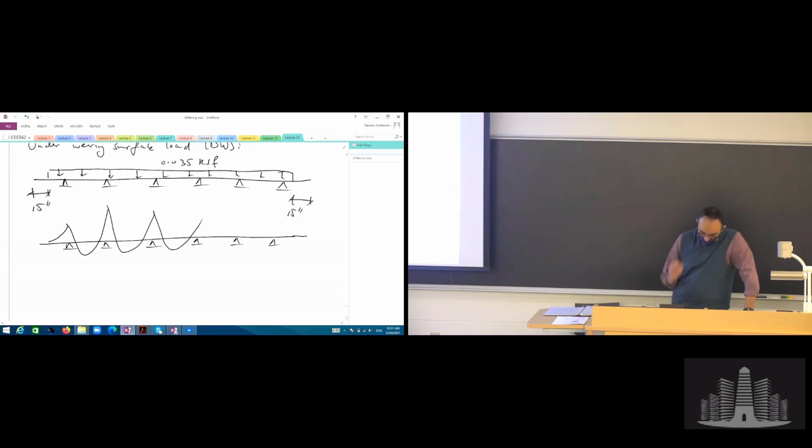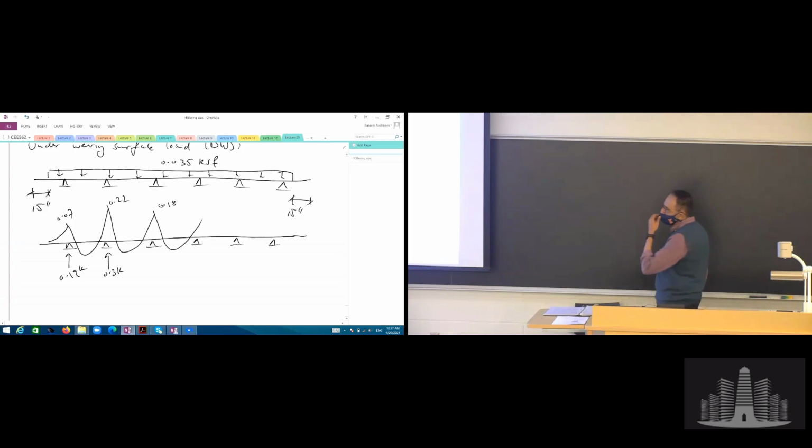And so on. You got it. So the reactions here are going to be like 0.19 kips, 0.3 kips, and so on. Here is 0.07, 0.22, 0.18. Again, just to give you a sense of how much the moments look like as a value compared to the value coming from the weight.